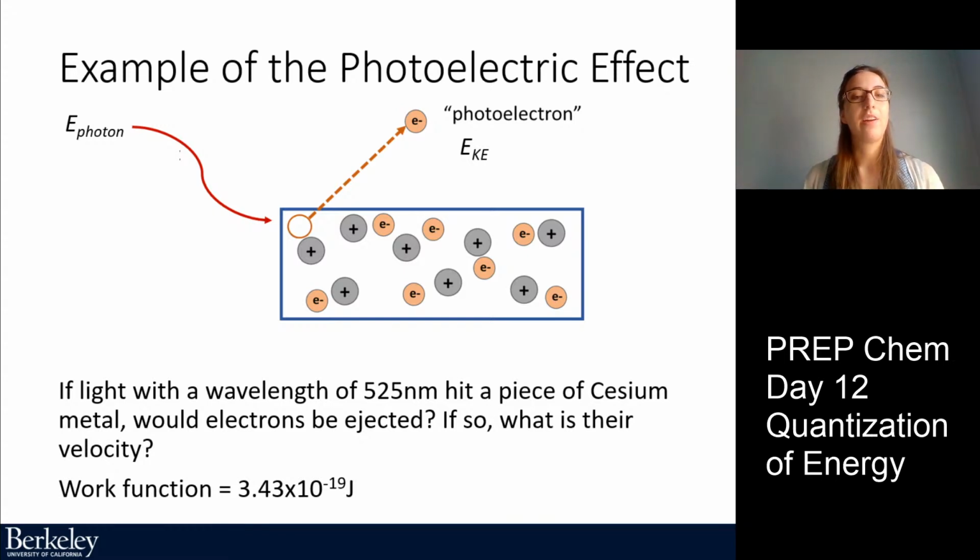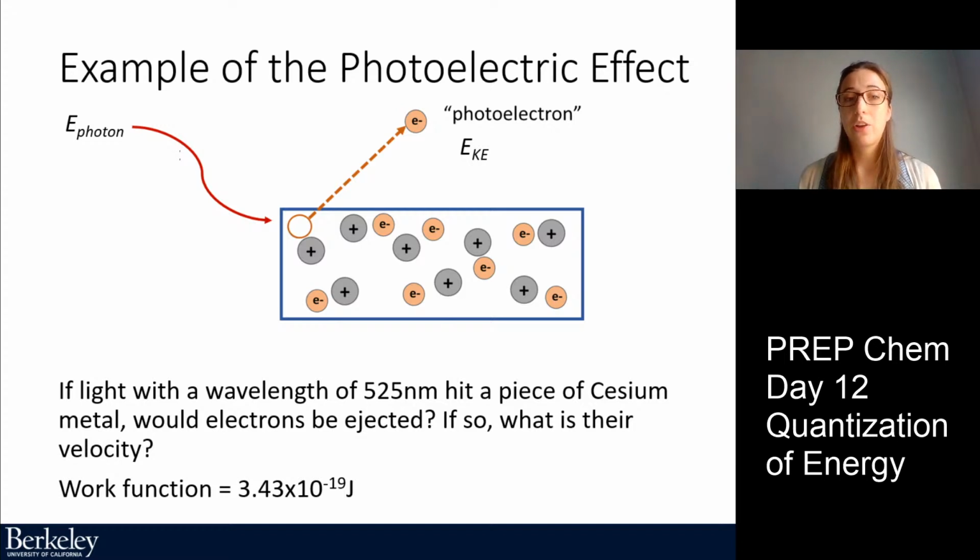Okay, so let's consider an example of the photoelectric effect. Let's say that the light that is coming to hit the piece of metal has a wavelength of 525 nanometers, and this white light with the wavelength of 525 nanometers hits a piece of cesium metal, and we can ask ourselves, will an electron be ejected? And if so, what is the velocity of the ejected electron? Here I've also given you the work function for cesium. So the energy removal term that I talked about in the last slide is defined to be 3.43 times 10 to the negative 19th joules.